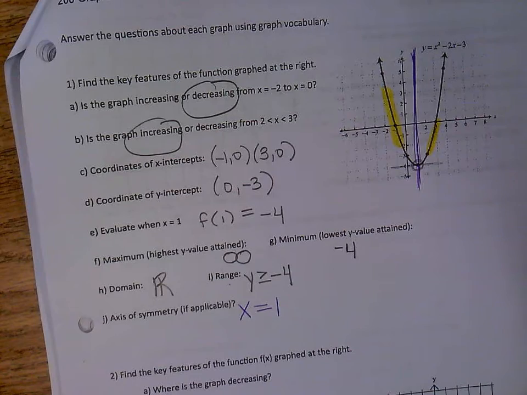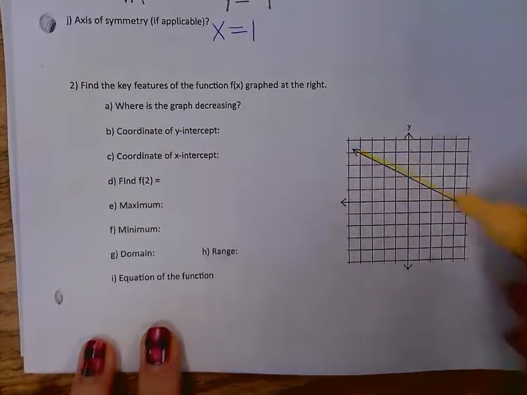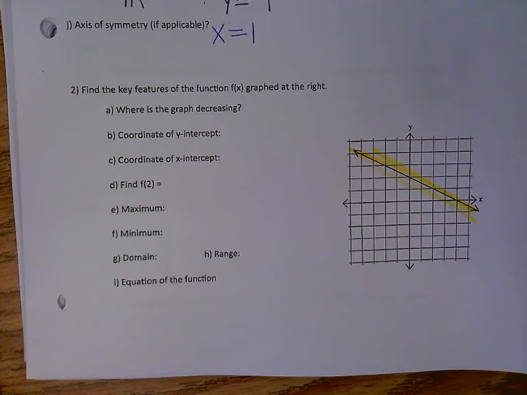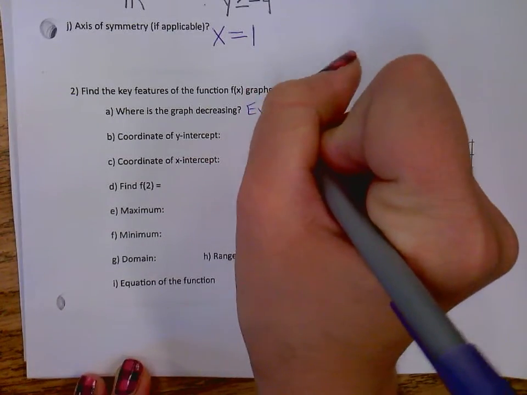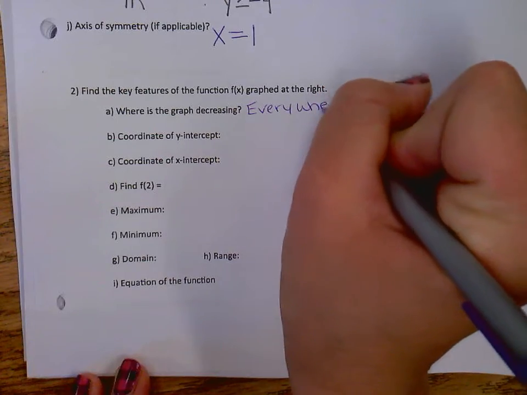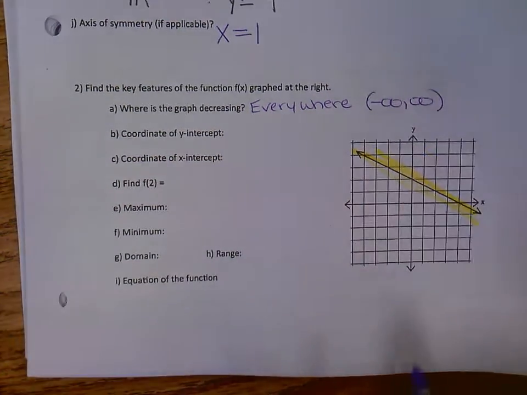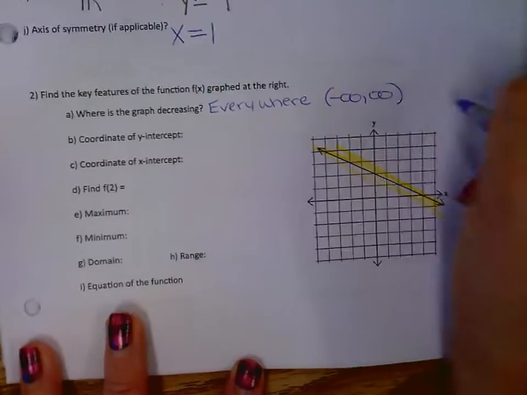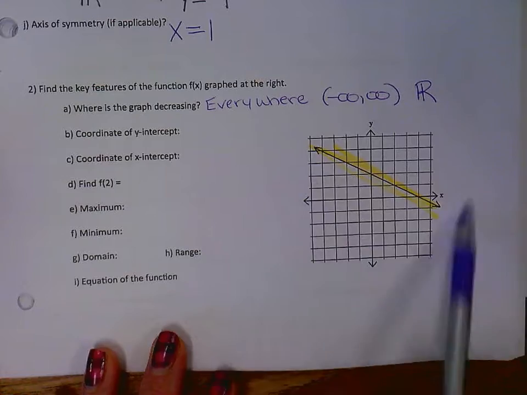All right, your turn. You and a partner answer numbers 2 and 3. Is this graph decreasing? Kind of a trick question. It's decreasing the whole time, right? So you could say that it's decreasing everywhere. You could say on the interval from negative infinity to positive infinity, meaning forever. You could say all real numbers, meaning everywhere. So right, it's decreasing everywhere.